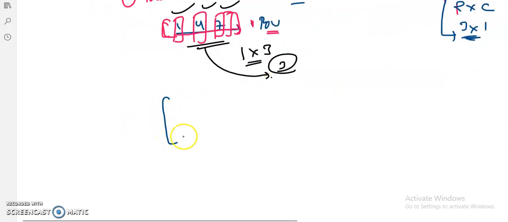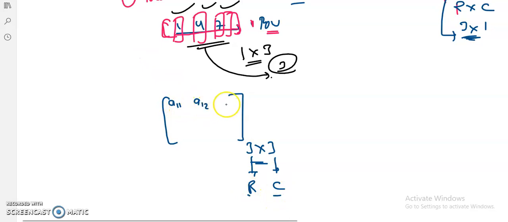For example, if I'm taking a square matrix with 3 by 3 order. 3 by 3 order means, what is this thing? This first 3 represents the number of rows. This second one represents the number of columns. That means I must have 3 rows and 3 columns. So let's take like this: A11, A12, A13, and A21, A22, A23, and A31, A32, and A33, right?